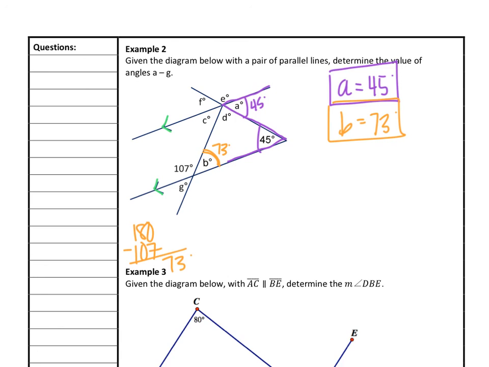Okay, now let's go for C. C's up here. Oh my goodness, I just found a Z, a beautiful, beautiful Z, and it encompasses both angle B of 73 degrees and angle C of also now 73 degrees.